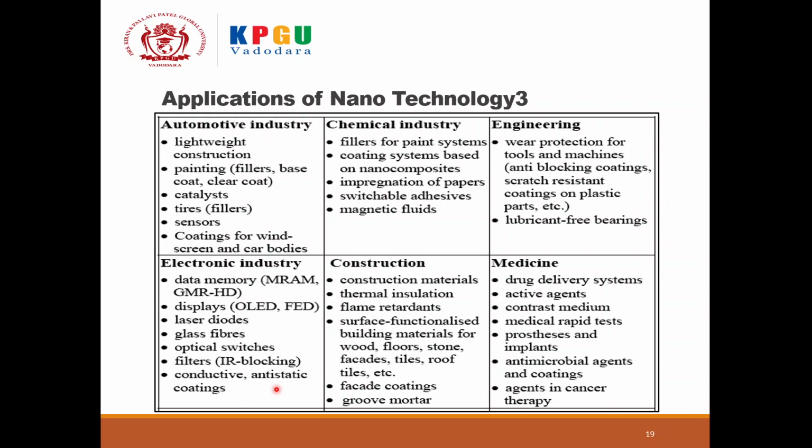In civil engineering, in each and every building component, you can have the effect of nanotechnology, which increases the sustainability of a building and increases eco-friendly solutions. In the civil field we see construction material, thermal insulation, flame retardant, surface functionalized building material, facade coating, groove mortar, and there are many other examples.